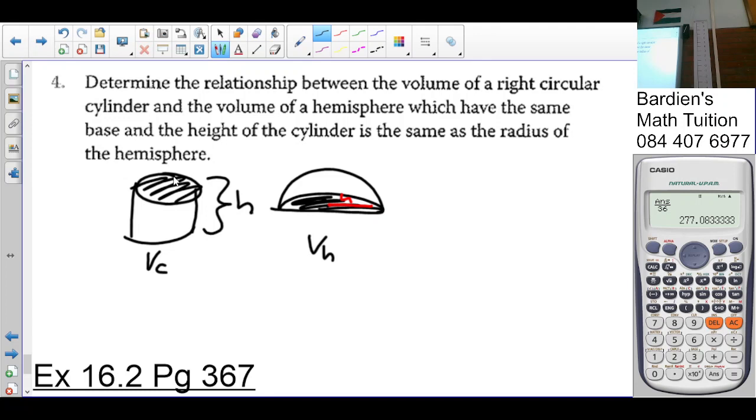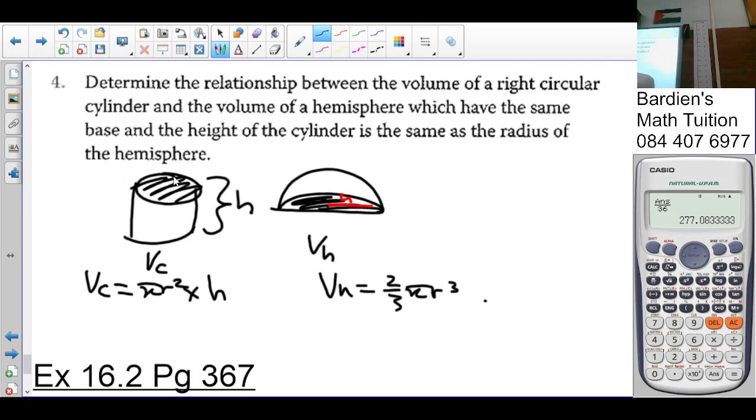So if you look at the volume of a cylinder, it's going to be area of base, which is pi r squared, times the height. Whilst the volume of the hemisphere is going to be 2 over 3 pi r cubed. Not so? You all agree with that? Right.